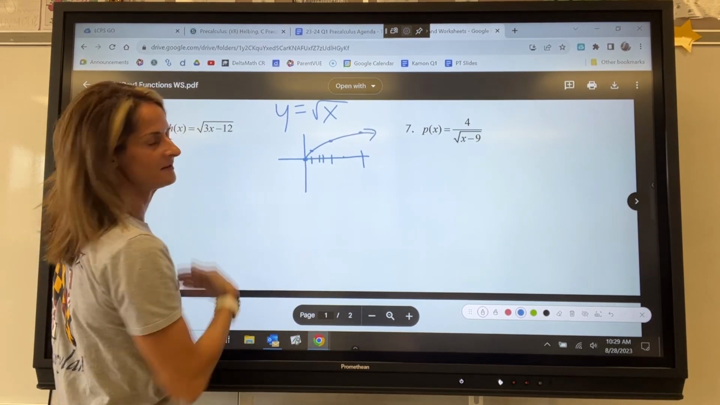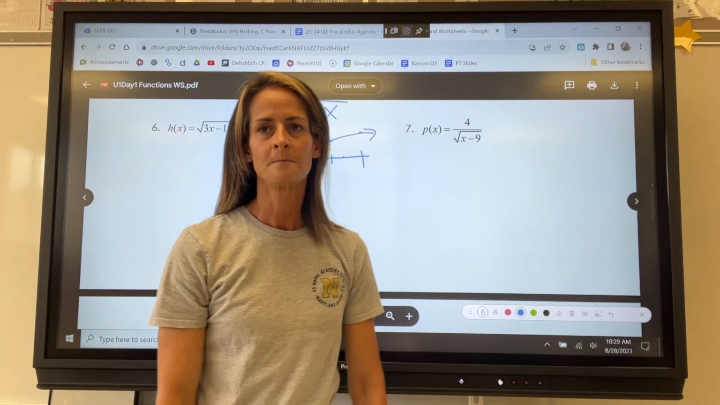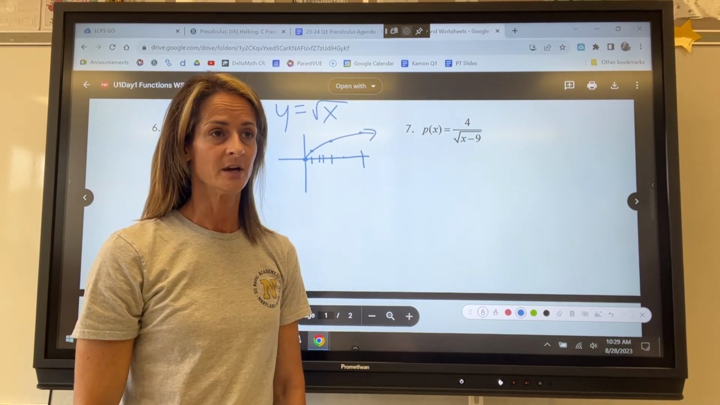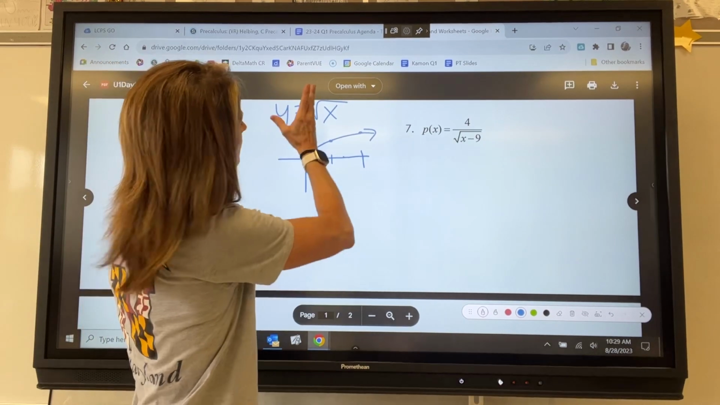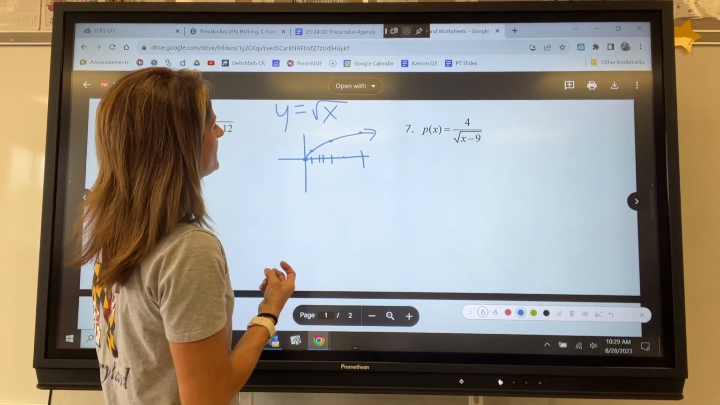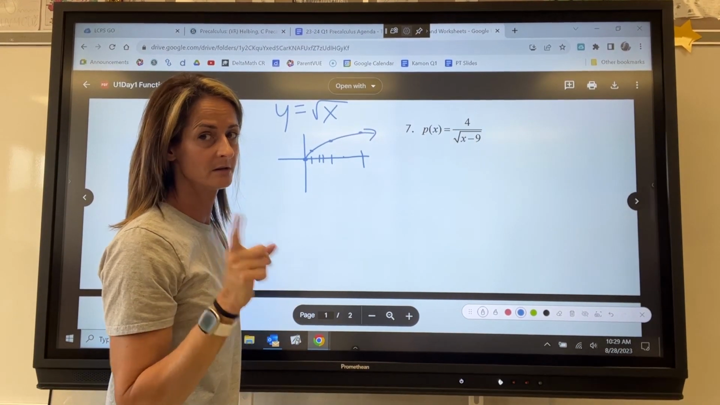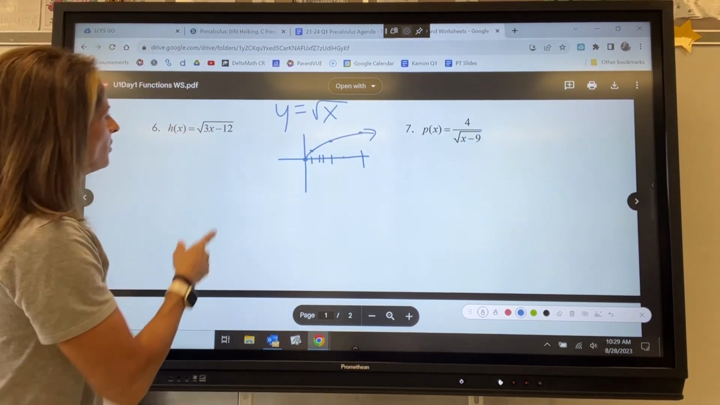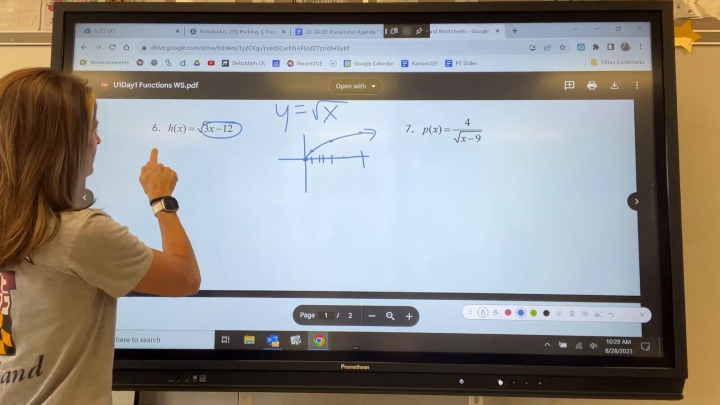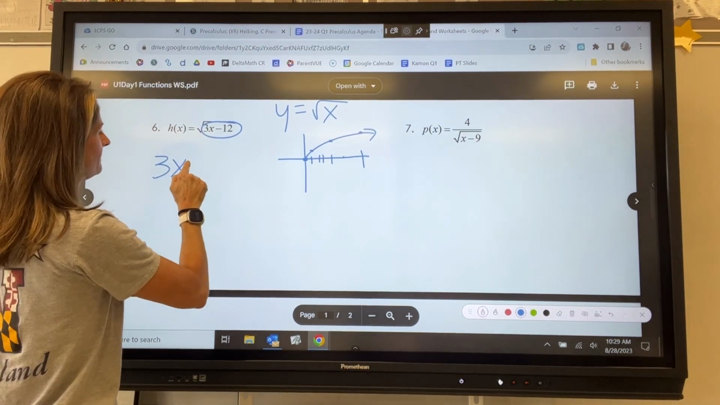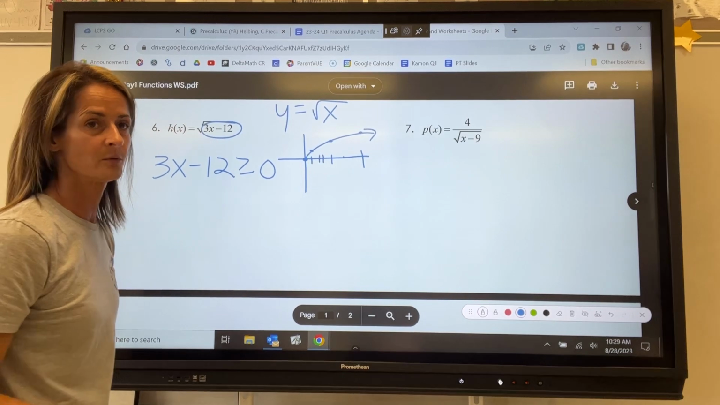Notice there are no negative values for x. I can't plot them. If I plug in a -1 for x, the square root of -1 is going to be imaginary and we can't plot it. So the domain for a radical is x greater than 0, greater than or equal to 0, actually. We can include that 0. So what we have to do is take what's under the radical and set that greater than or equal to 0 and solve for what values can work.